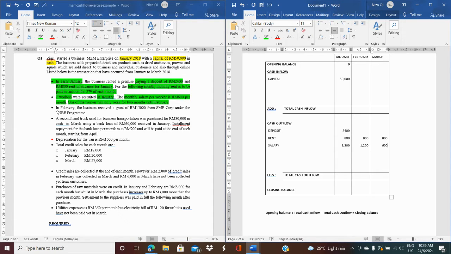This is in February. The business received a grant of 15,000 from SME Corp under the TUBE program. So they received something; this is an inflow. What did the business receive? They are receiving a grant from the government, so they are receiving money into the business. When did this happen? It happened in February. Received a grant of 15,000. So this is an inflow, and I'm highlighting it as a yellow transaction, with the yellow color.